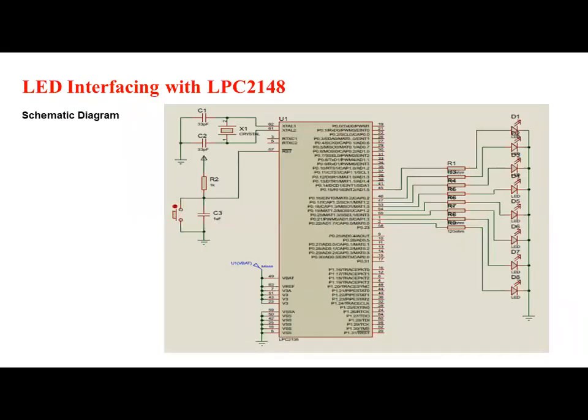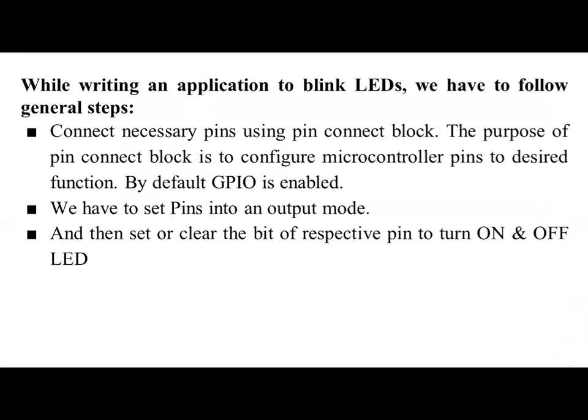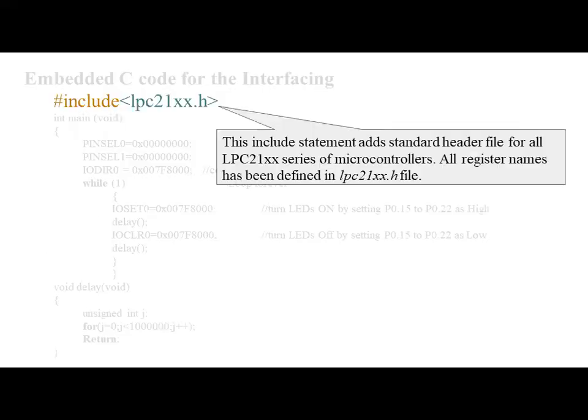Now we can see here the schematic diagram of LED interfacing with the LPC2148, that is ARM7 microcontroller. Now while writing an application to blink LEDs, we have to follow the general steps. First, connect necessary pins using the pin connect block. The purpose of pin connect block is to configure the microcontroller pins to desired function. By default, GPIO is enabled. We have to set pins into an output mode and then set or clear the bit of respective pin to turn on and off LEDs.